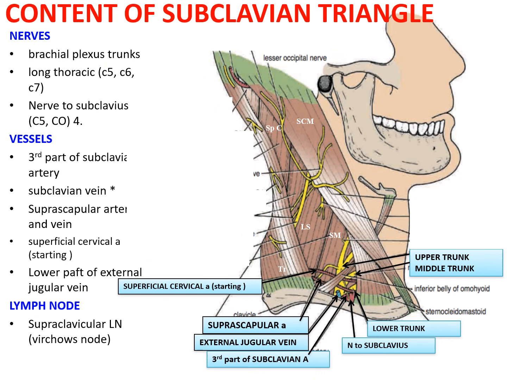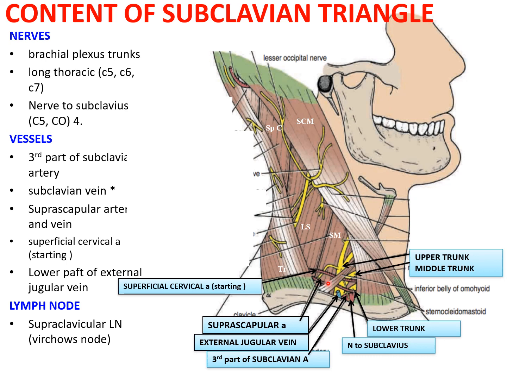Coming to the contents of the subclavian triangle. The nerves which appear in the subclavian or the supraclavicular triangle include the three trunks of the brachial plexus, upper, middle and the lower trunk. These three trunks of the brachial plexus emerge downward and laterally from the interval between the scalenus anterior and the scalenus medius muscle up to the outer border of the first rib. You have already read about the three trunks of the brachial plexus in the upper limb.